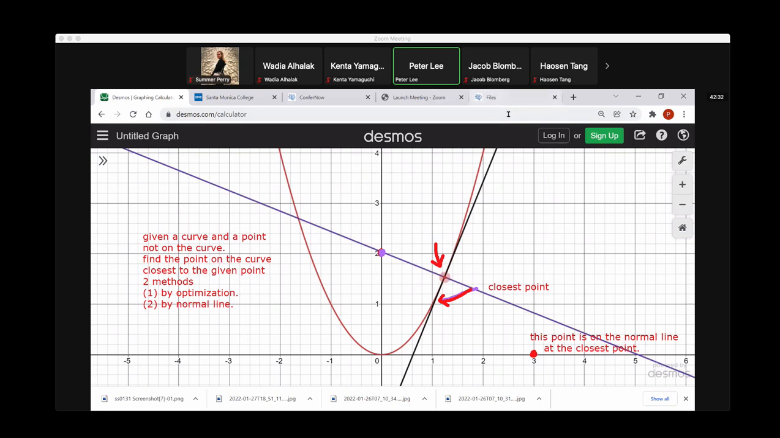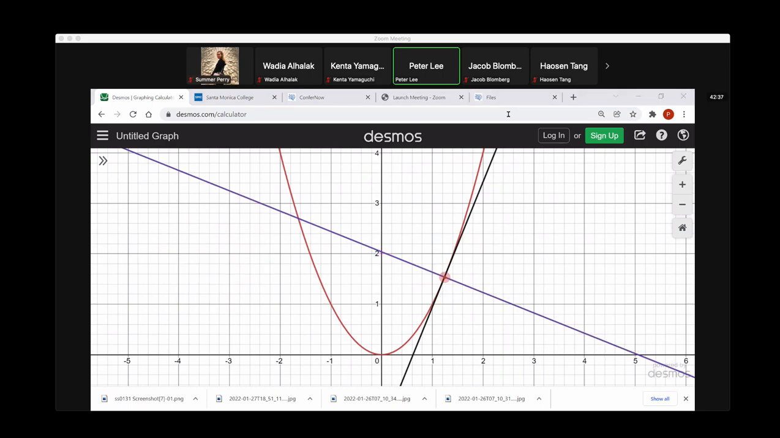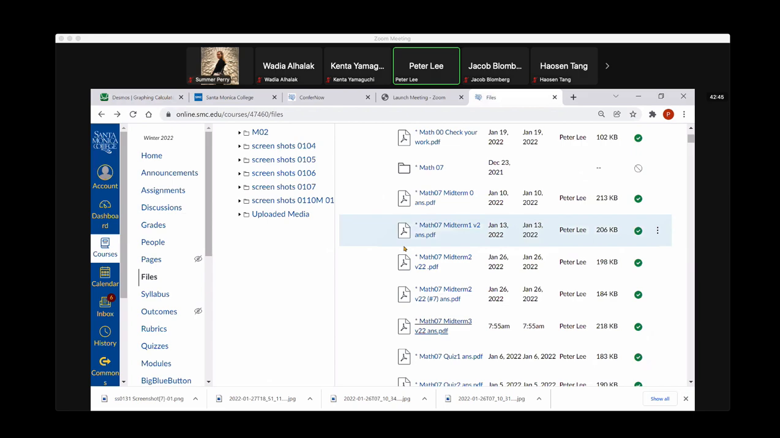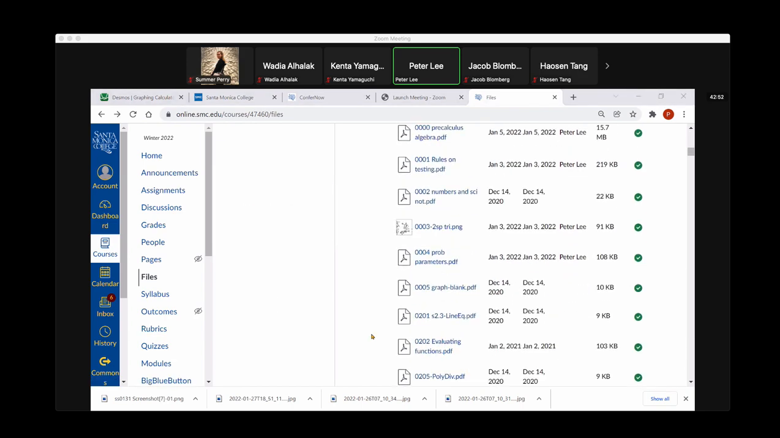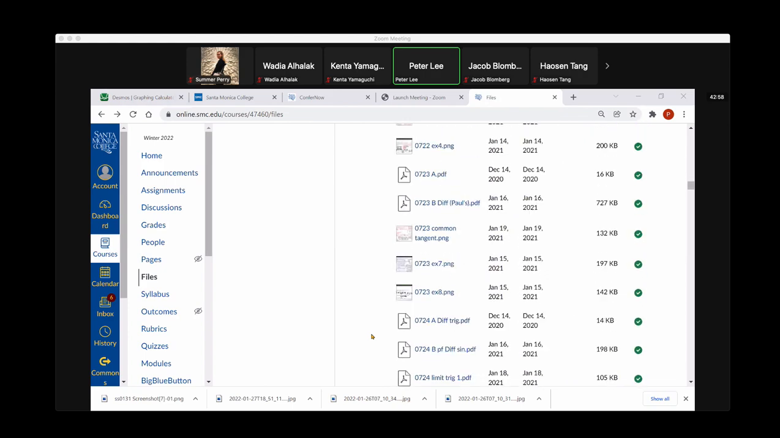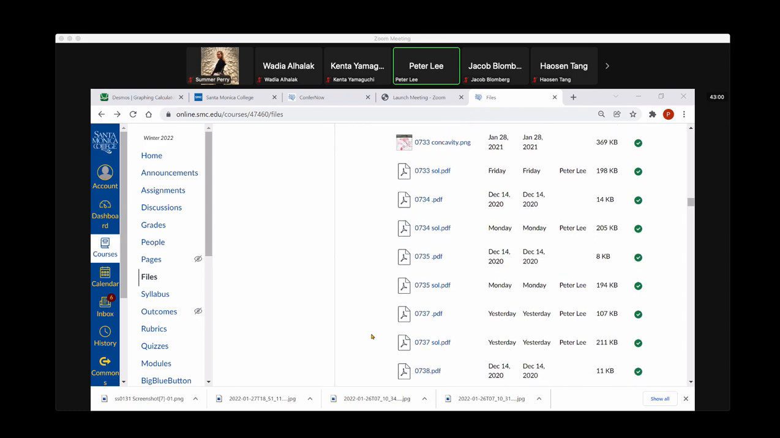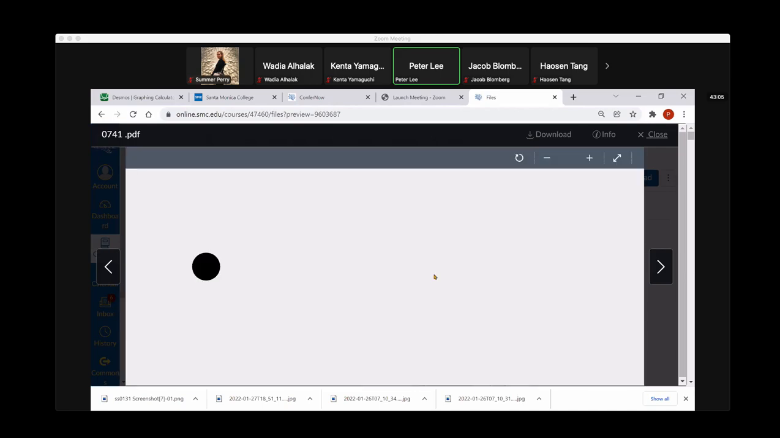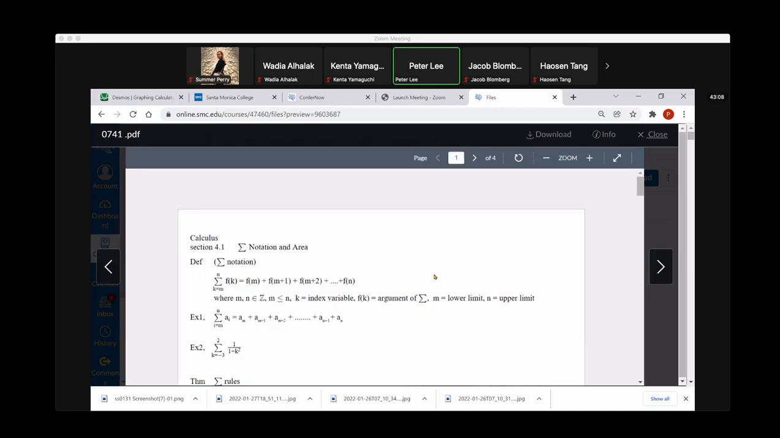Now let me erase everything. I have spent a lot of time here. Let's go back to our notes. Am I sharing the screen? I'm sharing the screen. Now let me open up section 4.1. Yes, let's go back to section 4.1.